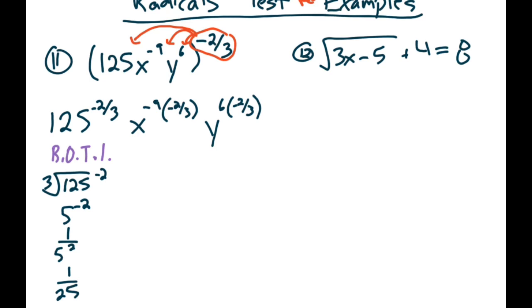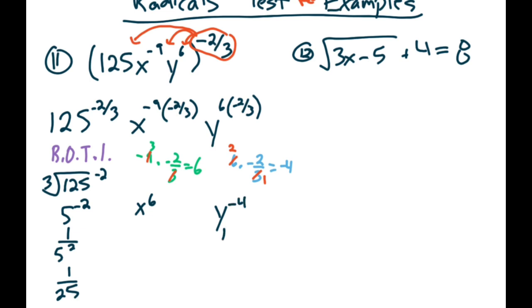Now when I do the exponents, I am multiplying here for the x. So I've got negative 9 times negative 2 over 3. I can reduce the 9 and the 3 by 3. So really this is negative 3 times negative 2, which equals 6. So this is x to the 6th power. Do the same thing with the y's. So 6 times negative 2/3. I could reduce the 3 and the 6 by 3. So 2 times negative 2, this is negative 4. So I get y to the negative 4th power.